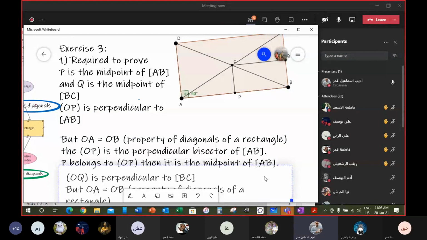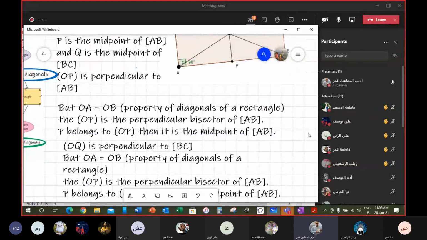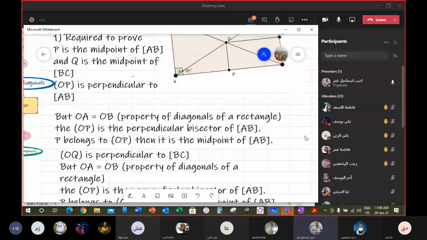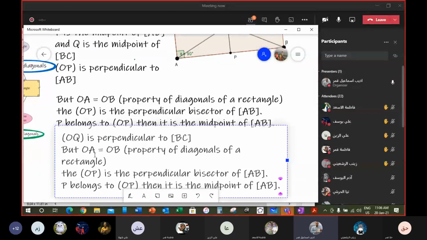So here, instead of this, we have OC equal to OB, property of diagonals. Then OQ is the perpendicular bisector of segment BC.